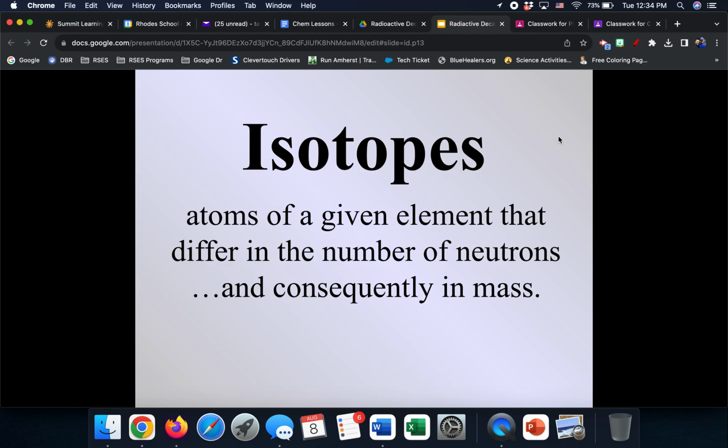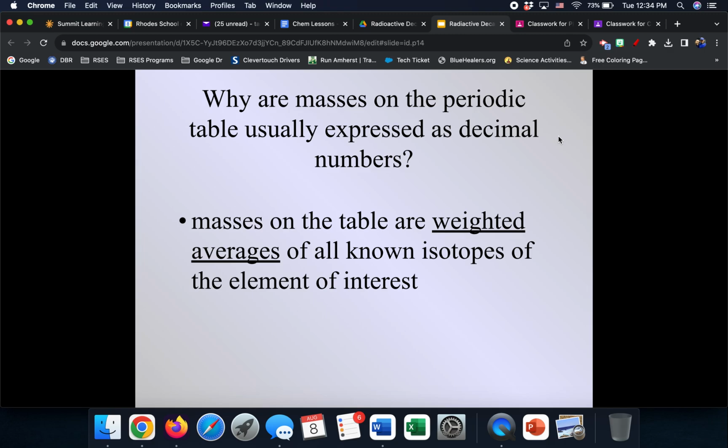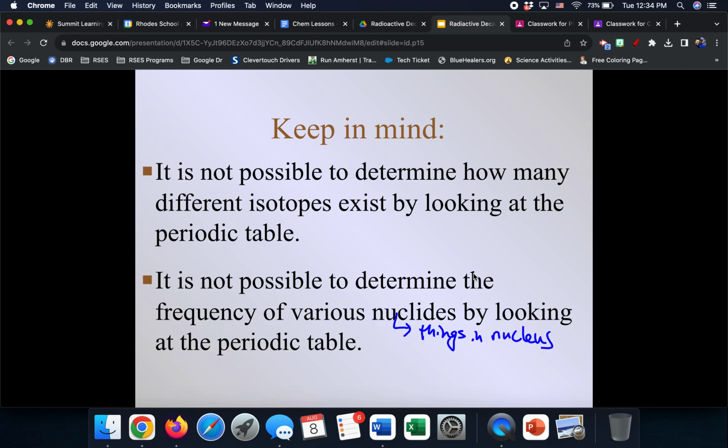So we said isotopes have a different number of neutrons, and they also differ in their mass, because neutrons count as part of the mass. So the decimal thing I talked about, we said they are weighted averages of all the known isotopes. In other words, every isotope they've ever discovered, they kind of average them together. It's not possible to determine how many different isotopes exist when you look at the periodic table, but you can figure out what's the most common by subtracting the atomic number from the atomic mass given in the periodic table.